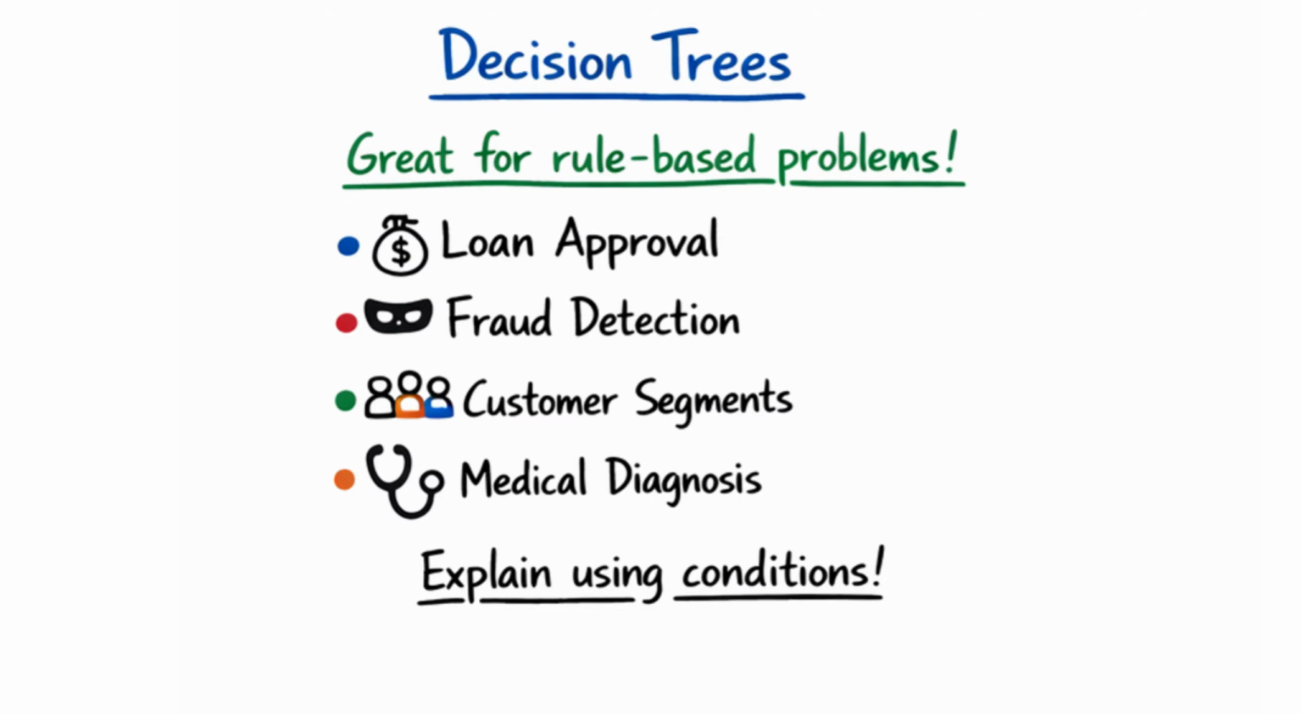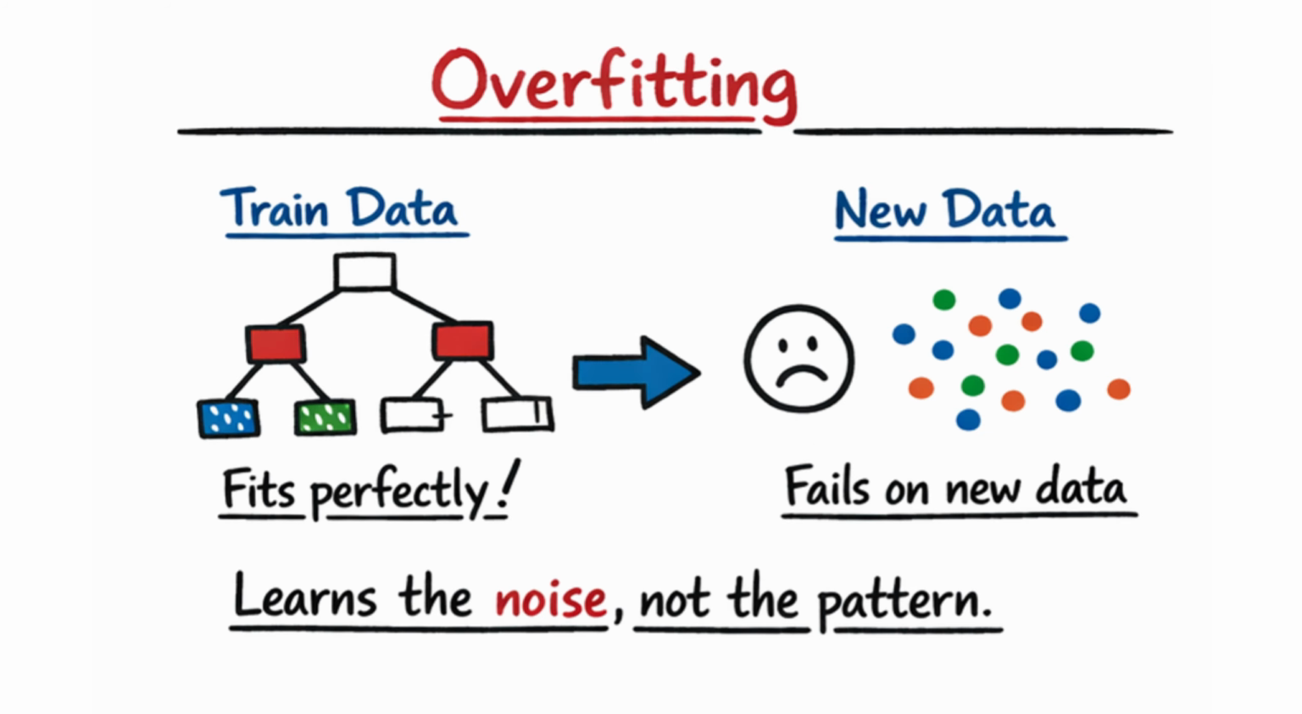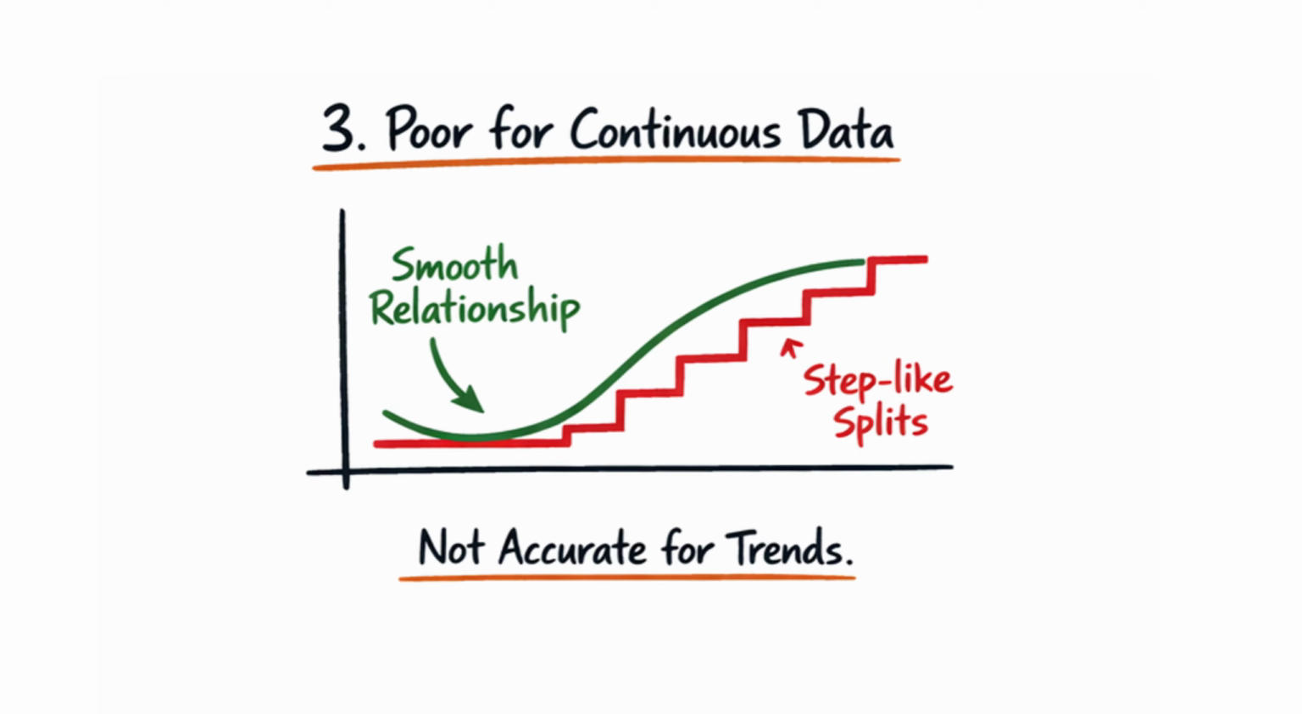Now the most important part. Where does this model fail? The first problem is overfitting. Decision trees can keep splitting the data until they perfectly fit the training data. But when new data comes, they fail because they have learned the noise instead of the pattern. The second problem is instability. If you slightly change the data, the tree structure can change completely. So the model is not very stable. The third problem is that trees do not handle smooth relationships very well. If the relationship is continuous, the trees try to approximate it using step-like splits, which may be inaccurate.